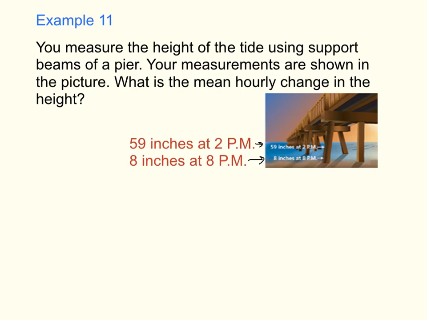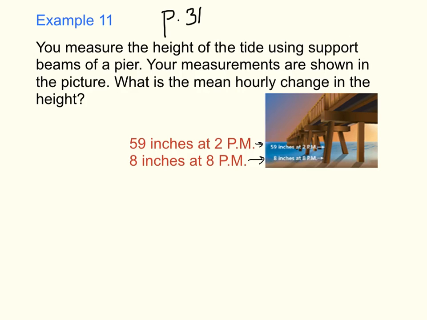Here is a real application using integers. Example number 11. Now this one is on page 31 online in your textbook. So if you don't want to copy down the problem, you can just put page 31, but you still need to write down the actual work that we're going to do. It says you measure the height of the tide using support beams of a pier. Your measurements are shown in the picture. What is the mean hourly change in the height?